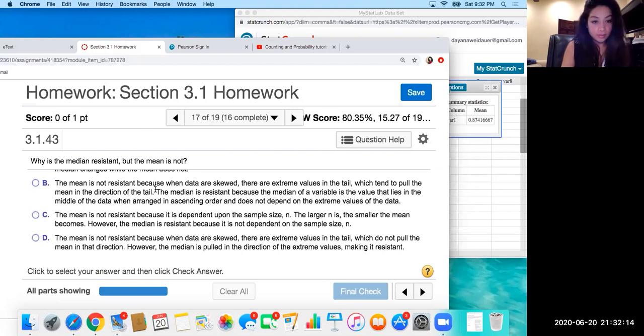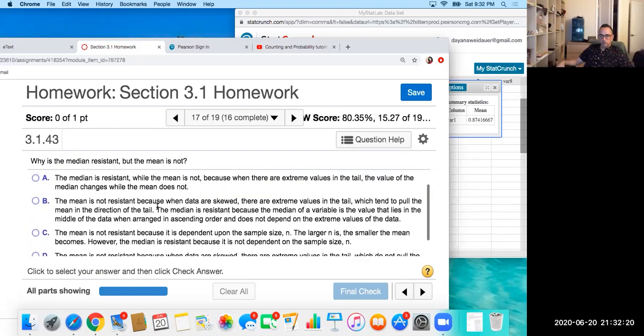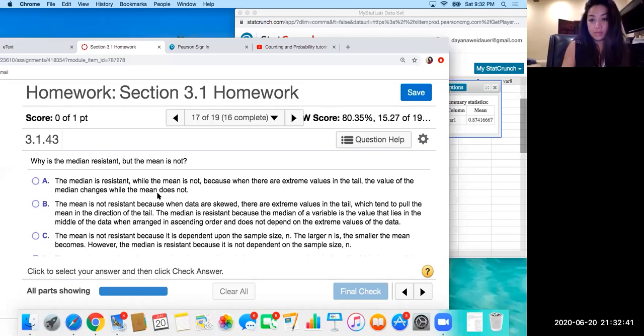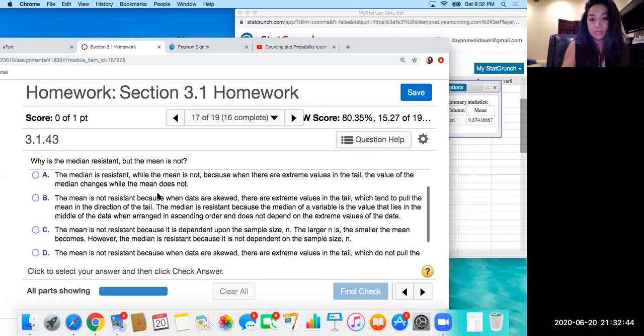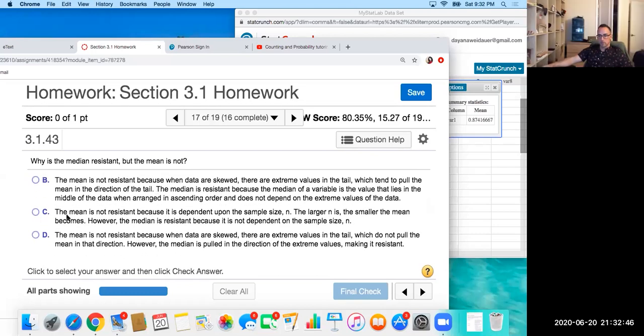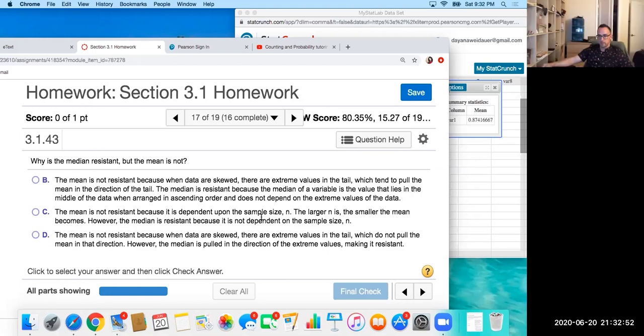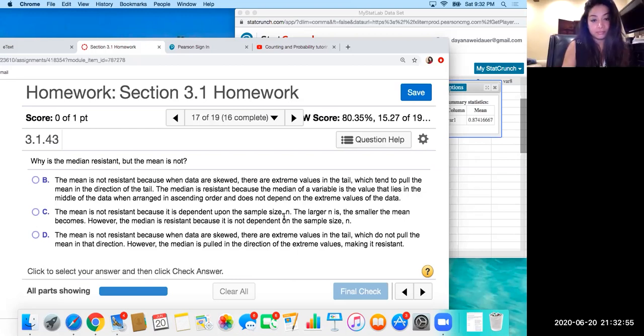So the mean is not resistant because both sides. So it's either B or C or A, because A is saying that the median is resistant while the mean is not, because when there are extreme values in the tail, the value of the median changes. So it's not A, because the median doesn't change. I thought it was A until I read the second half of the sentence. The median never changes, correct? Correct. The mean is not resistant. It is dependent upon the sample size. That's wrong. Go to D.